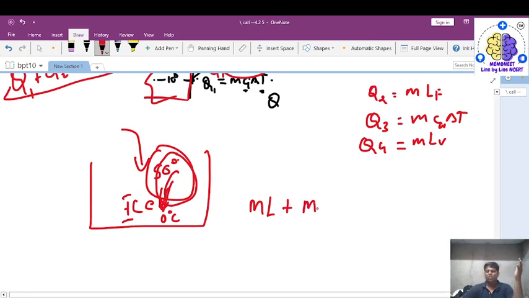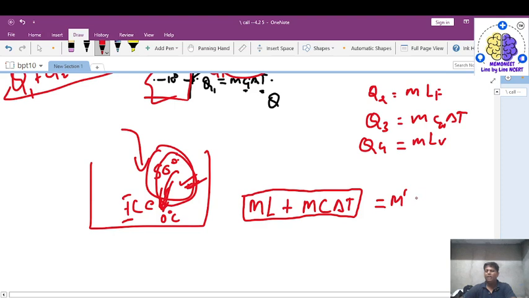plus when the entire ice has melted, the water which is at 0 degree centigrade will start increasing its temperature. So the mass of water into specific heat capacity of water into delta T, right? This will be the amount of heat gained by the ice and water, and this same amount of heat will be lost by this metal sphere or metal ball. So let me write it as m dash. M dash is the mass of the metal sphere, into the specific heat capacity of the material of which the sphere has been made, and delta T dash, that is whatever the change in the temperature of the sphere. So this is the amount of heat lost by the sphere.